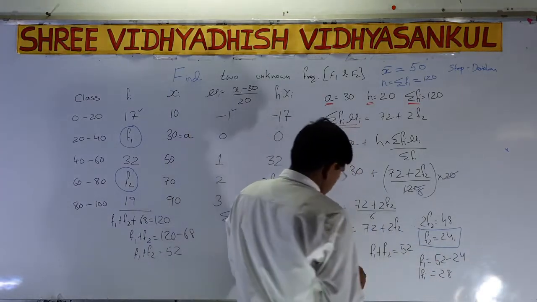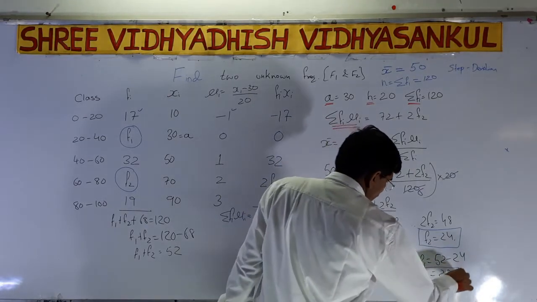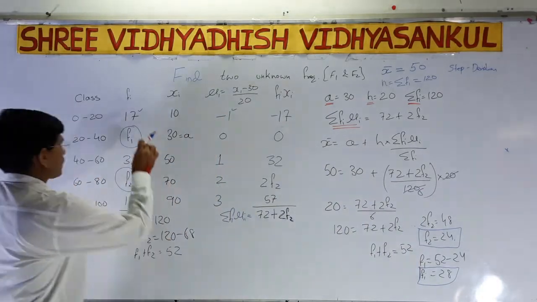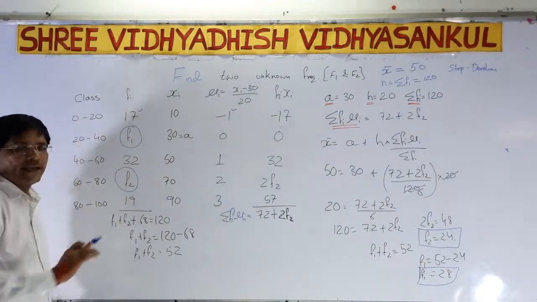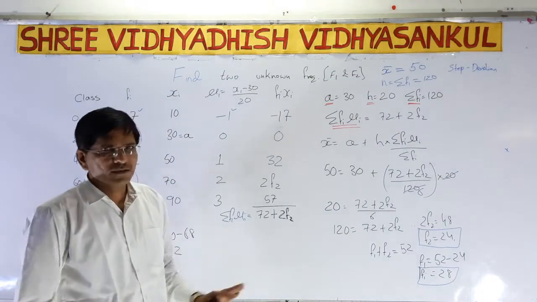Again we can check whether our answer is correct or not. What you have to do? You have to add this 24 and 28 here, and you have to get 120. Then it means your answer is correct.